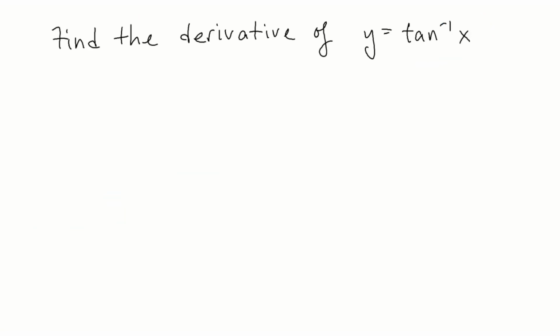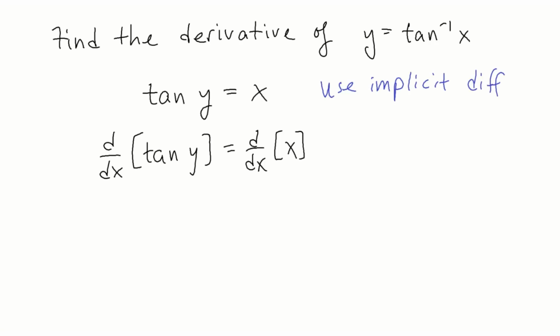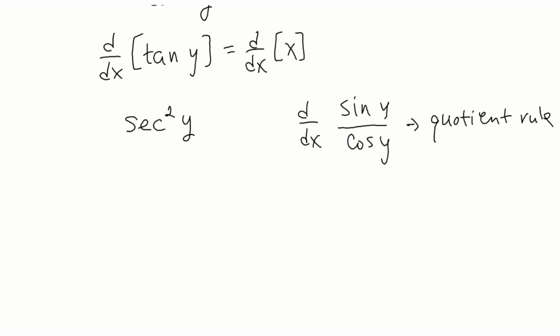Now you try one. Find the derivative of the inverse tangent function, also known as arctan. Applying tangent to both sides, we get tan y is equal to x. Differentiate both sides with respect to x. Hopefully you memorized the derivatives of your trig functions. The derivative of tangent is secant squared. Now, if you forget these, you can just rewrite tangent as sine over cosine and then use the quotient rule, but that'll take you much longer.